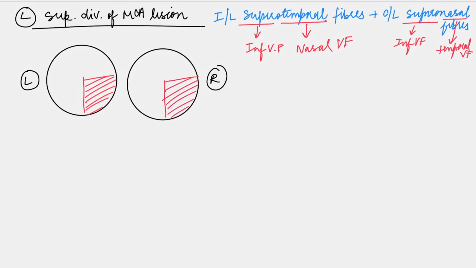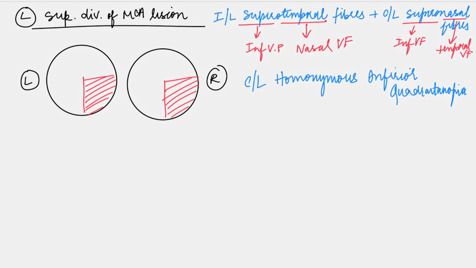Now, how would you name this? You'd name this contralateral homonymous inferior quadrantanopia. But this is famously called by something else. It's famously called the pie on the floor sign. This is important.